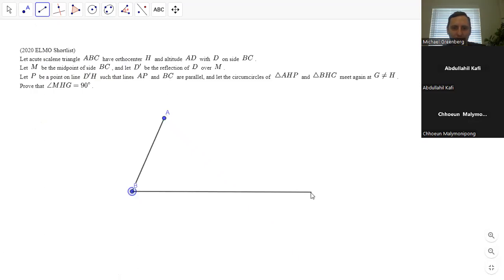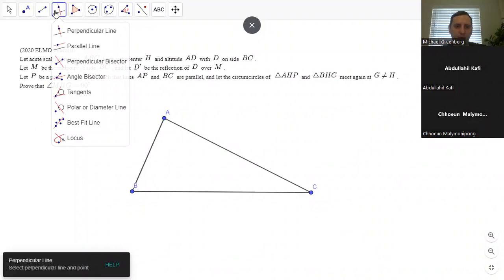So altitude AD. So H is the orthocenter. So first I'll draw the altitude.